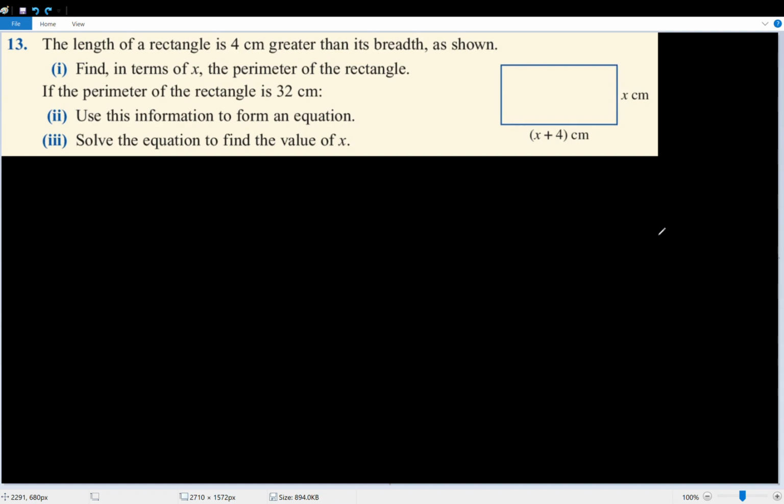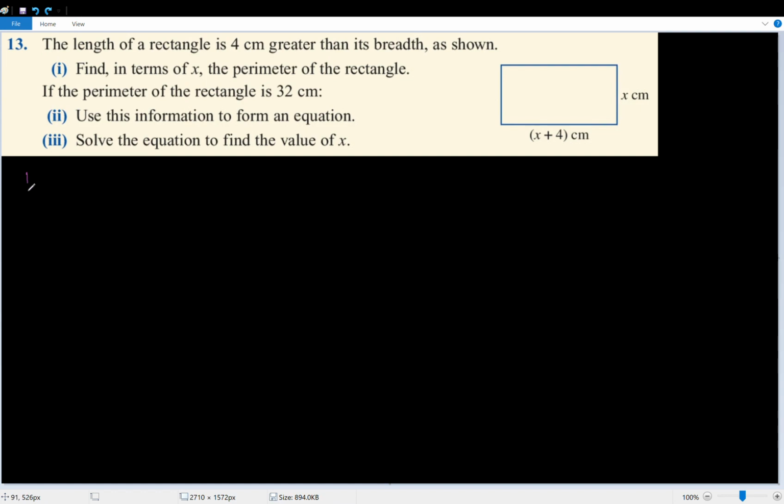Alright, the length is the sides that are marked with x plus 4 on the bottom and on the top, and the breadth, or you'll sometimes see it referred to as the width, are the sides marked with x, and they're the shorter sides on either side, to the left and right. So when we're finding, in terms of x, the perimeter, it means that we're going to write up a sum that has an x in it, and we're going to say this is what the perimeter is.